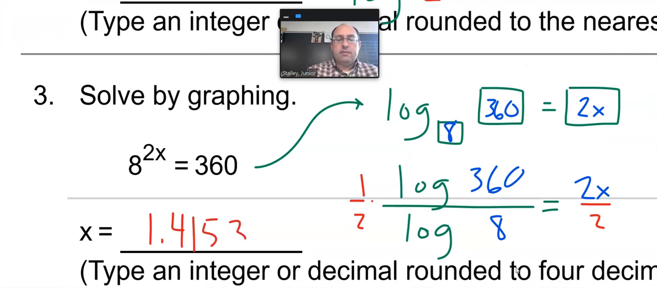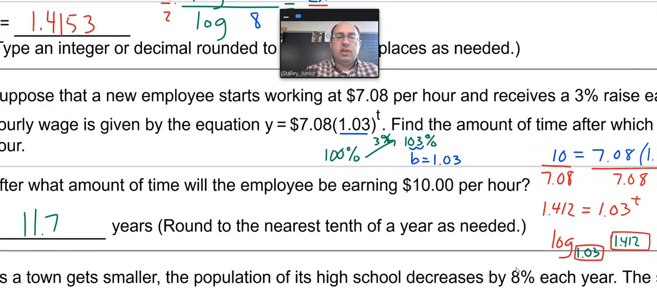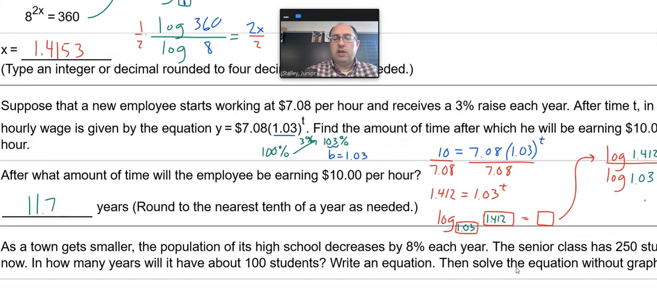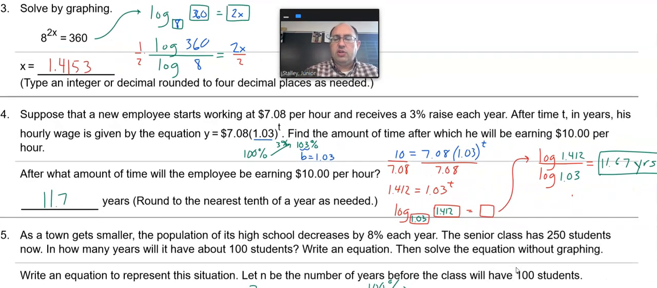1.4153. Can't they make up their mind where they want it rounded to, for crying out loud? Gee whiz. Okay, suppose that a new employee starts out making $7.08 per hour, which is shockingly low, and receives a 3% raise each year. Also not the greatest, since it barely keeps up with inflation. It might even keep up with inflation.